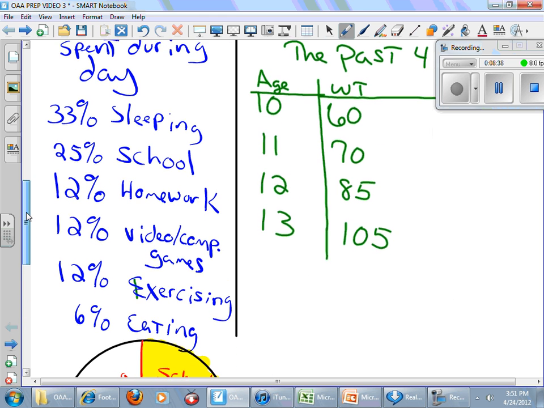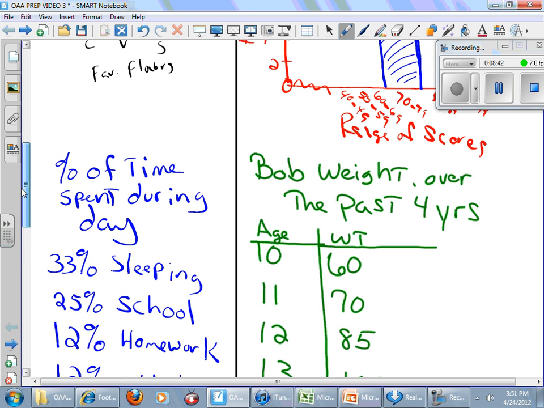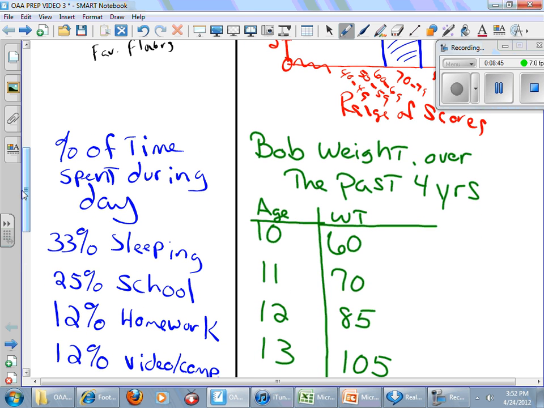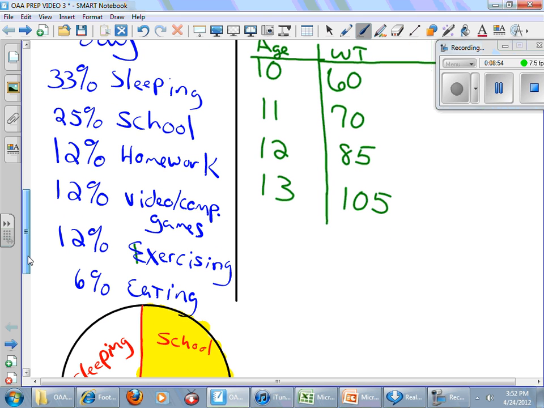Okay, let's look at this green one over here. Here is Bob's weight over the past 4 years. All right. At age 10, he weighed 60 pounds. At 11, he's 70 pounds. At age 12, he's 85 pounds. And 13 is at 105 pounds.